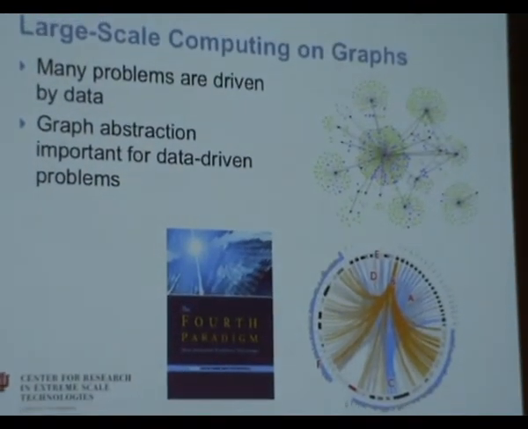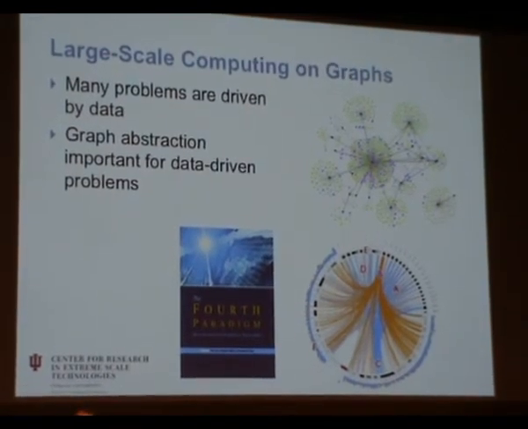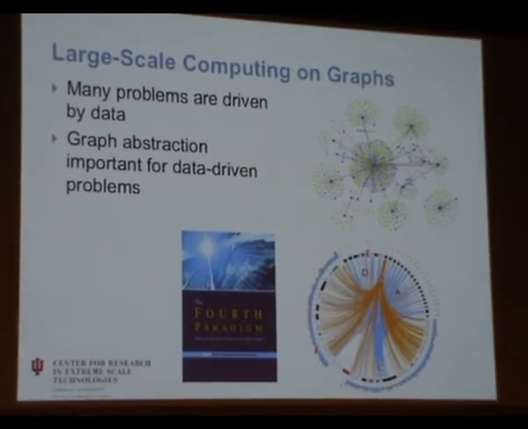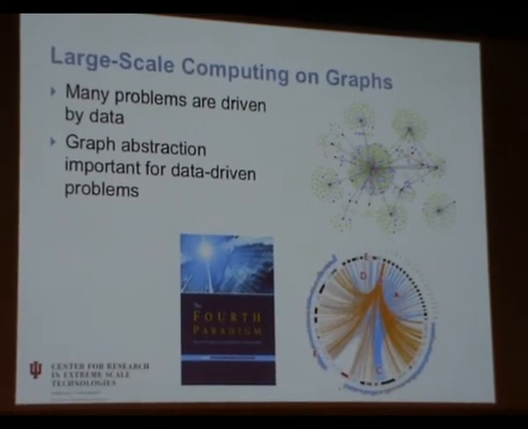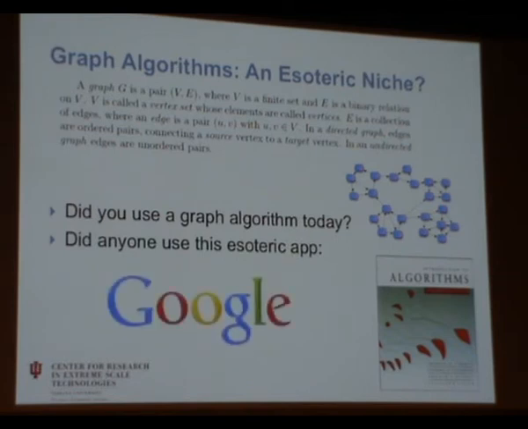So nowadays, supercomputing has moved on from the era of just dense linear algebra or relatively nice unstructured meshes. And so you have a much wider variety of data-driven and highly irregular problems. And one abstraction that's important in that domain is graphs. So you might think, oh, graphs are just this esoteric thing you read about in textbooks. Well, did you use a graph algorithm today? What about this one? I mean, Google is basically a large sparse eigenvalue problem on a gigantic graph.